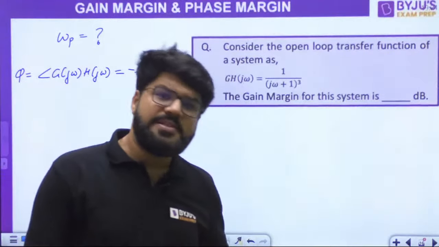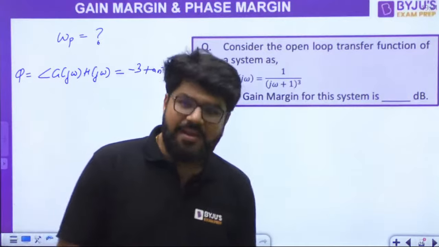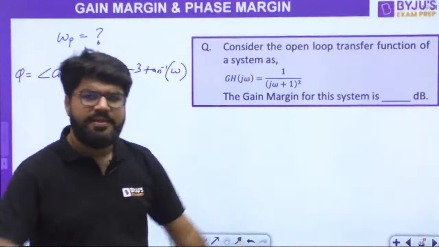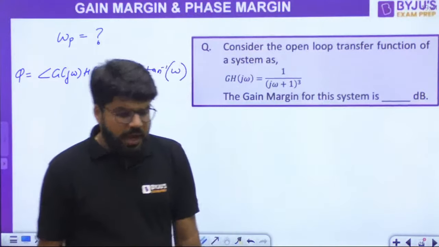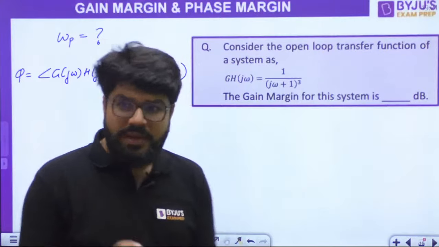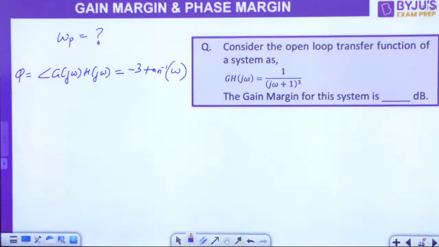Gain crossover frequency is the frequency at which the magnitude is 1. If you want to understand why, if you want a derivation, a long time back I have taken derivation sessions as well, so you can follow those. How do we derive gain margin and phase margin, and why do we write these formulas? Right now I'm not discussing it. There isn't that much time because this is a practice based session right now.